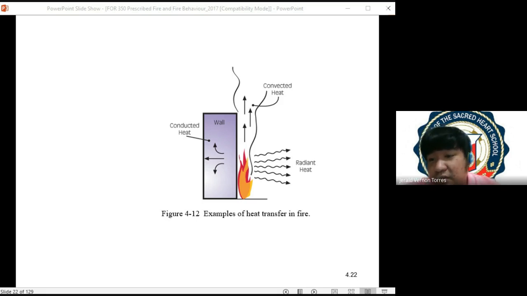And it's possible talaga kasi there are many mechanisms where we can transfer heat energy. We can transfer heat energy by conduction, we can transfer heat energy by convection, and we can even transfer heat energy by radiation.